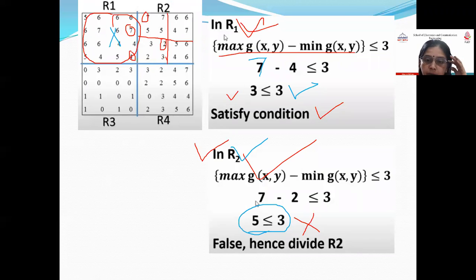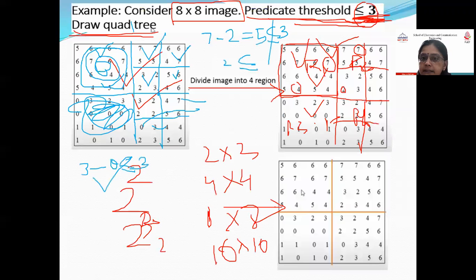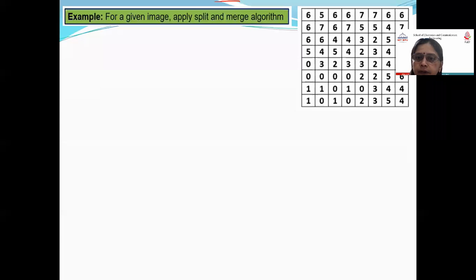Again, here consider the homogeneity property as: the difference between two pixels should be less than or equal to 3. Consider this as the homogeneity property and apply the split and merge algorithm. So we can split it into 4 quadrants because the image is not homogeneous. So we split it into 4 regions.